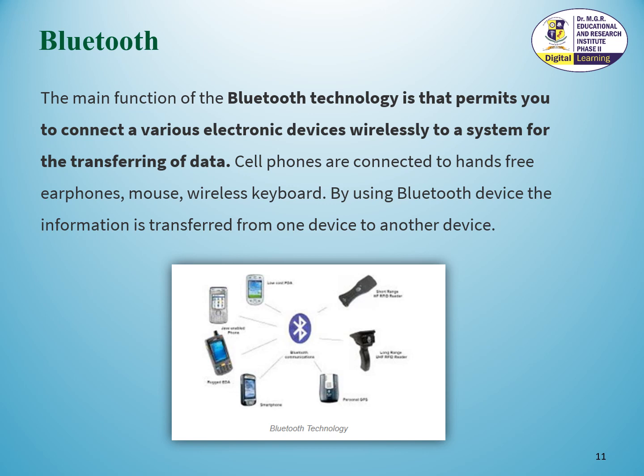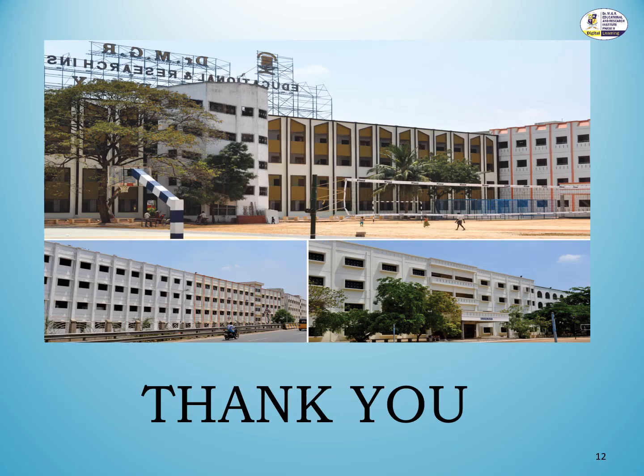Cell phones are connected to hands-free earphones, and also the mouse and wireless keyboard. Now we use mobile phones with a wireless headset, where you are able to make calls as well as listen to music wirelessly. By using a Bluetooth device, information can be transmitted from one device to another device.